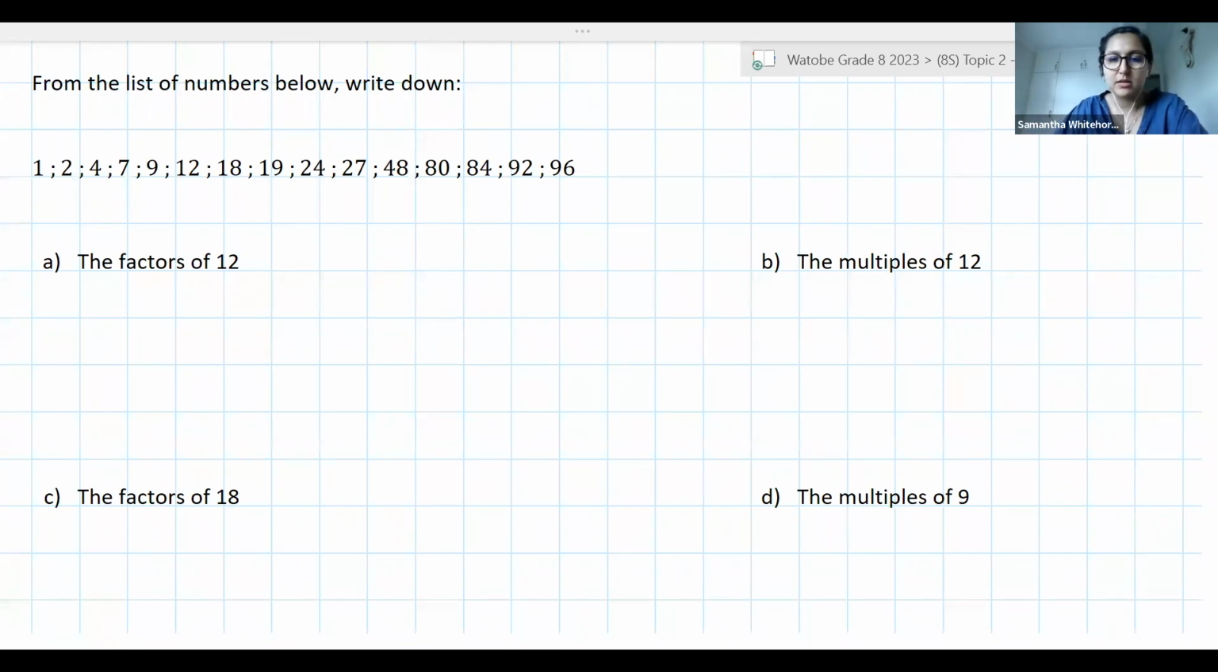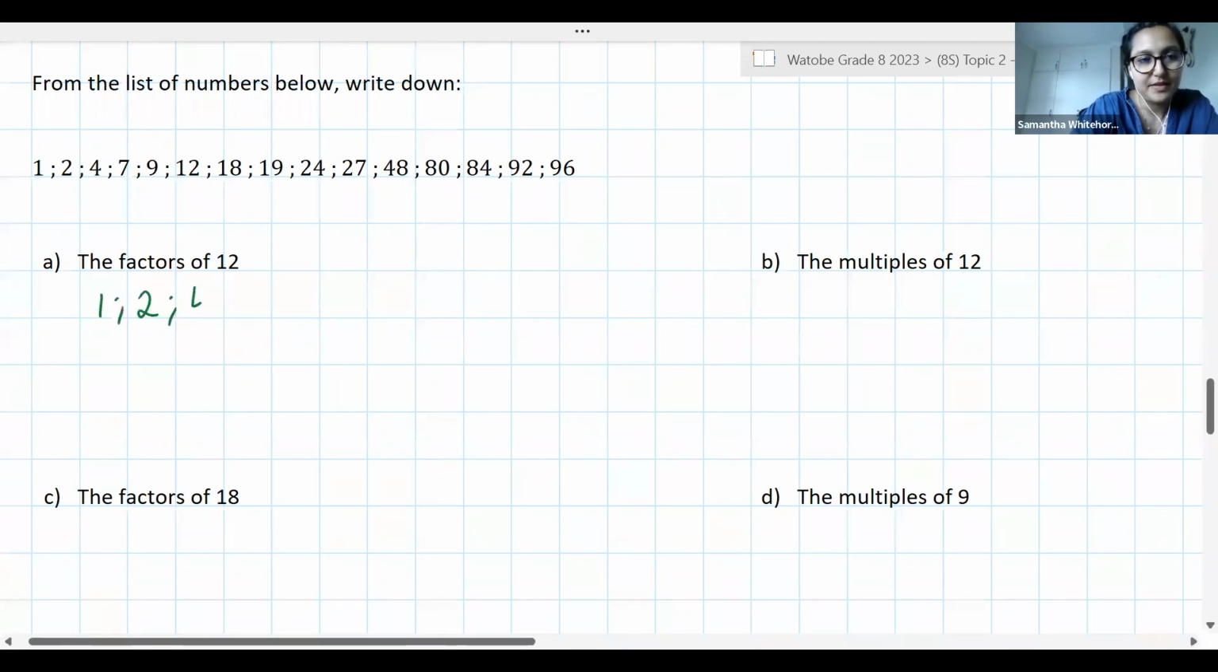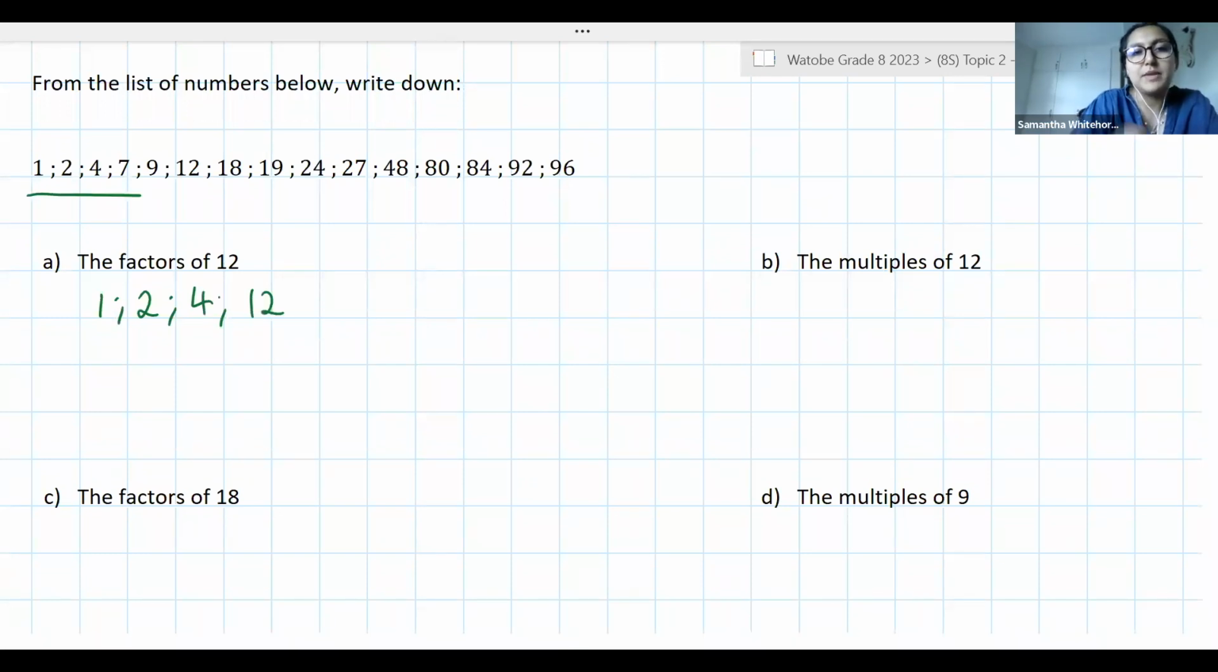Fortune, do you want to give us the factors of 12 that are in this list? Yes, ma'am. It's 1, 2, 3, 4, 6, and 12. Okay, very nice. Remember, we only want to take the ones from this list. So 6 and 3 are there, but it's actually only 1, 2, 4, and 12 because those are the only ones in the list. But nicely done.